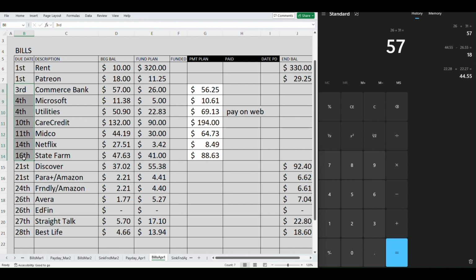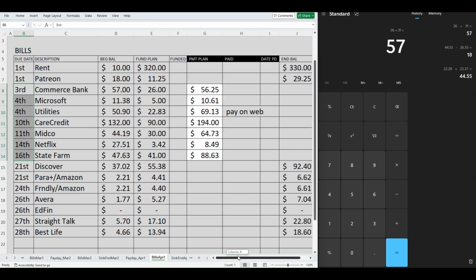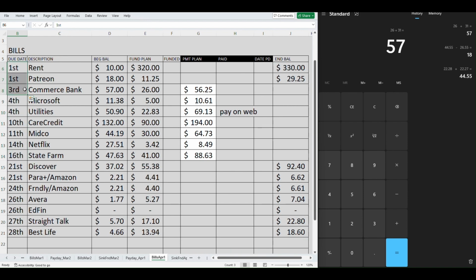And I did take note from the amounts that I had written on my calendar for what the payments were that are due for Commerce Bank, Microsoft, and so on from the 3rd down through the 16th, which is the pay period for my next paycheck. And then I brought over the ending balance for all of the other ones that aren't going to be paid on the next pay period, just to get a head start, because I know how much I'm going to fund into each one of those envelopes. So that work is done for the next pay period, which makes things a lot easier.